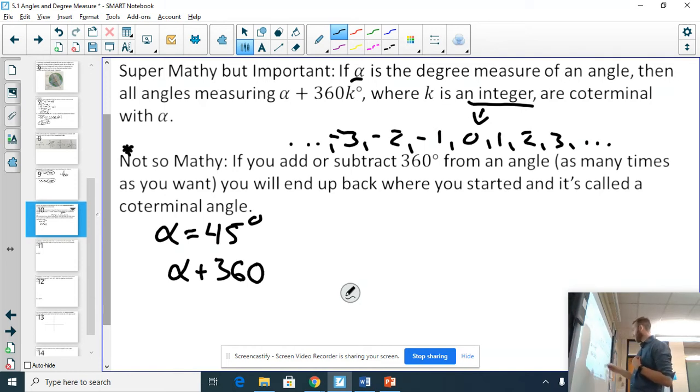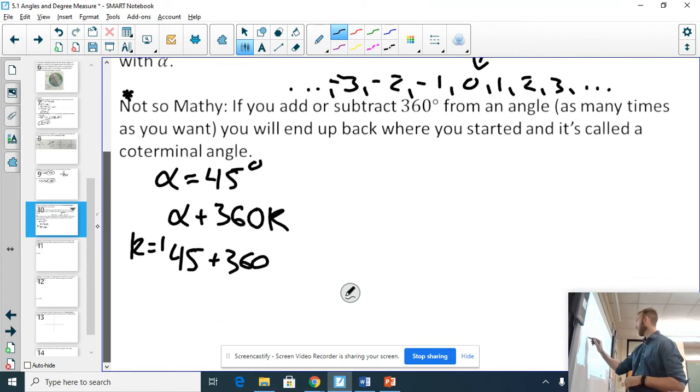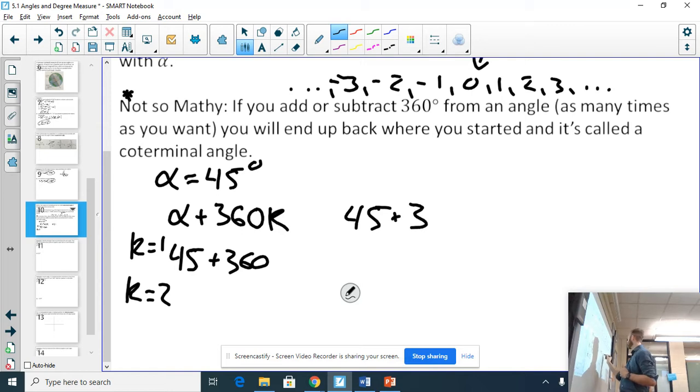So let's make it true. 45 degrees, if k was 1, 360 times 1 is 360. That's going to get us all the way back around. Now, if k is 2, then we have 45 degrees plus 360, and then we're putting 2 in for k. So 45 plus 720.